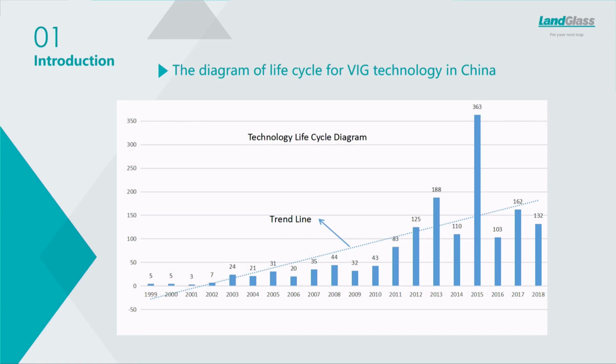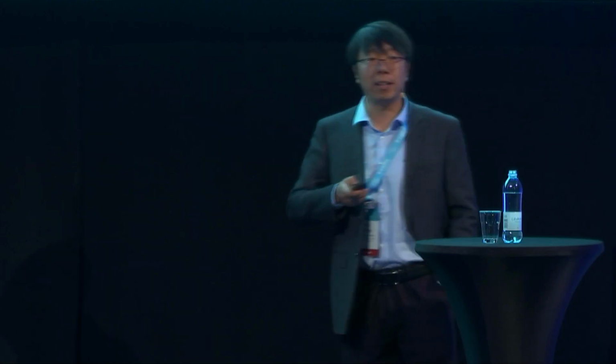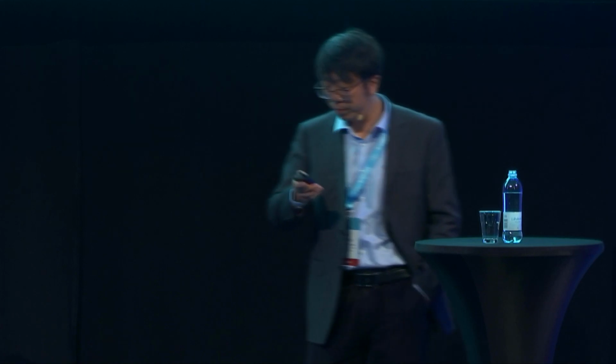And we have done some research about the technological life cycle of VIG. Here you can see over the last 20 years, in 1999, there were only 5 patents related to VIG published. But it's very interesting: in 2015, there were 363 patents published related to VIG. So it's a very hot topic during the last 20 years.